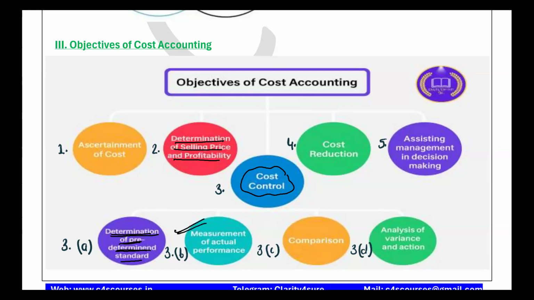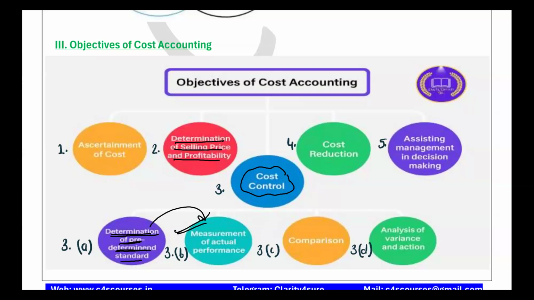The second point is measurement of actual performance. Suppose they have run their business for 1 month. Now they have to see their actual performance, whether what they have thought is working or not, or whether they need to control the cost more. The second step is this measurement of actual performance.